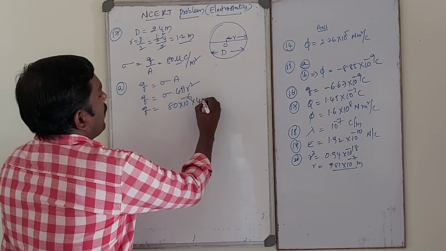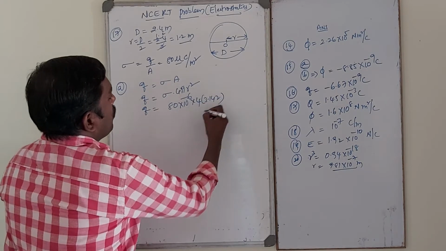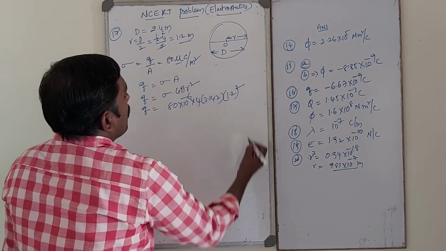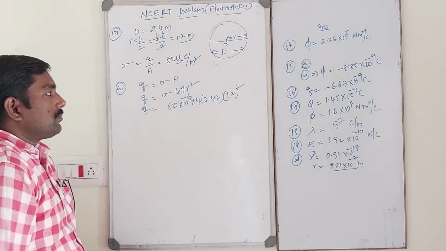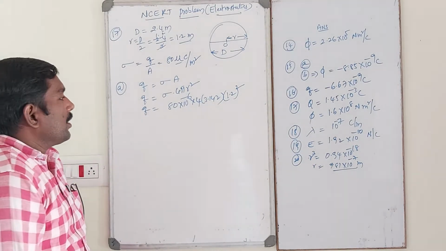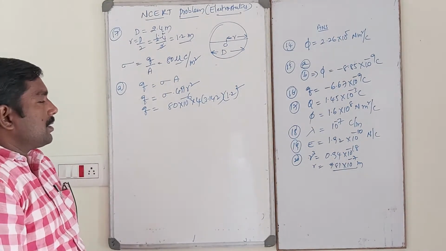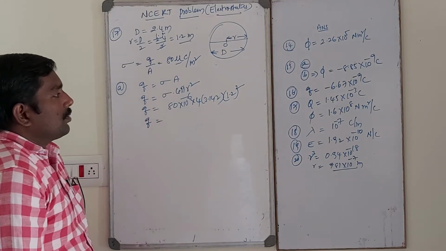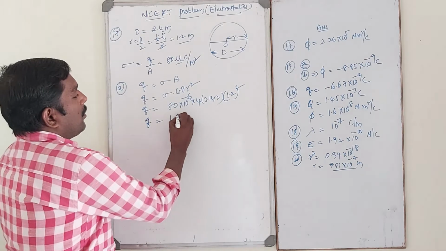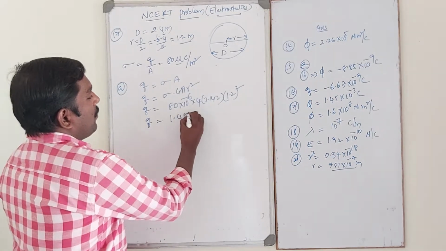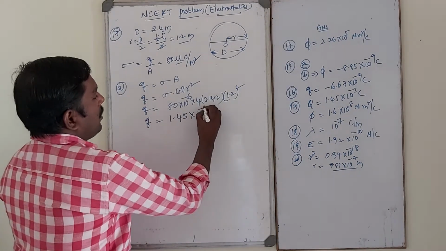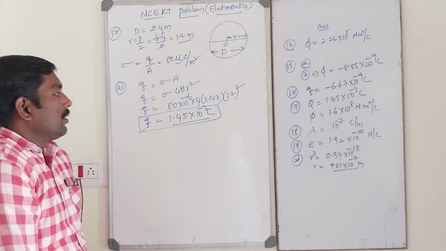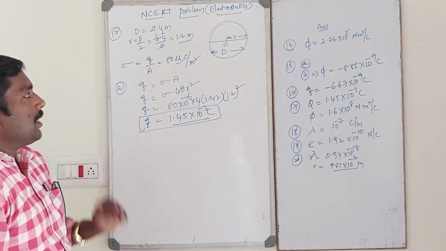into 4 pi. What is the value of pi? 3.142 into r square, 1.2 whole square. So by using calculator, please solve this. Q is equal to what? So what is the value of Q? Final answer is 1.45 into 10 to the power of minus 3 coulomb. That is the Q value.